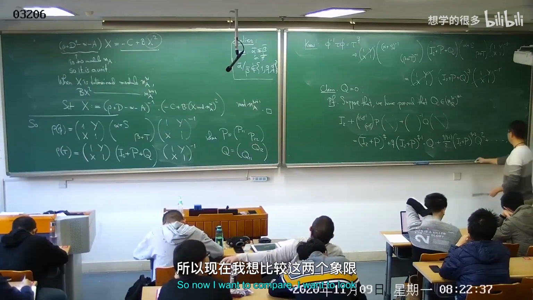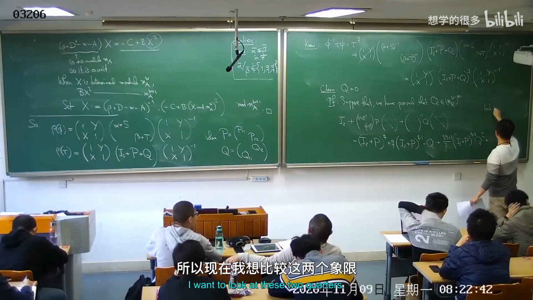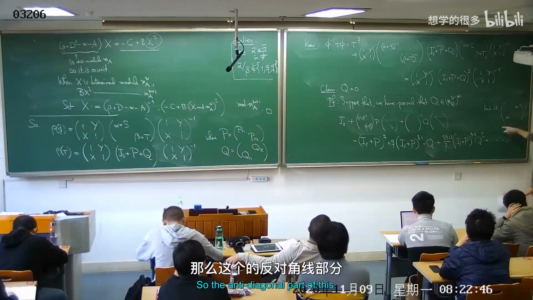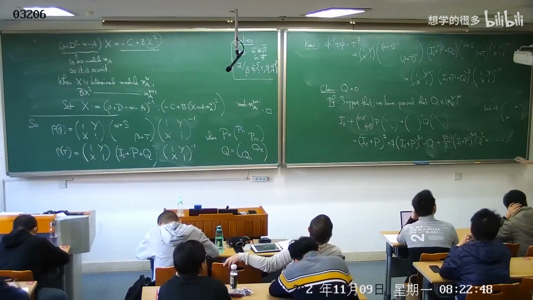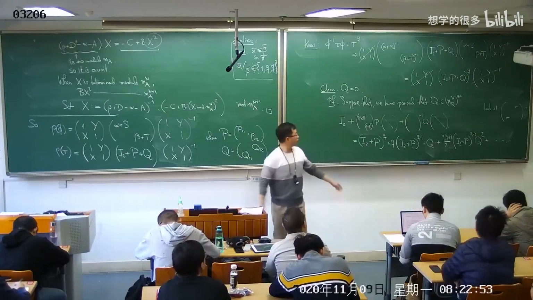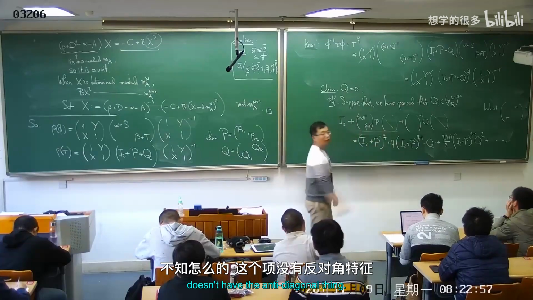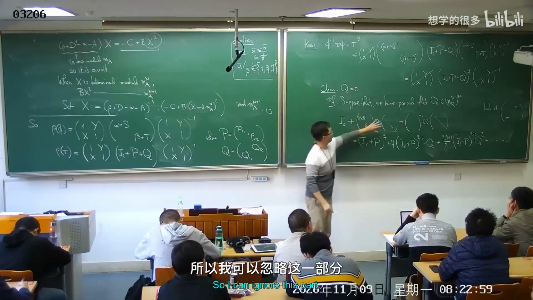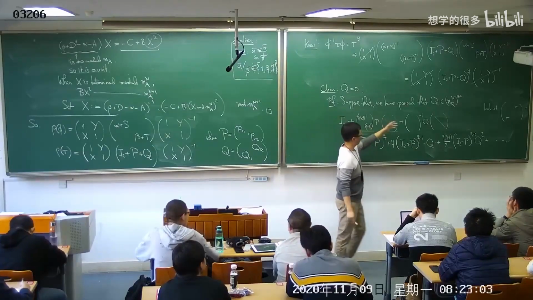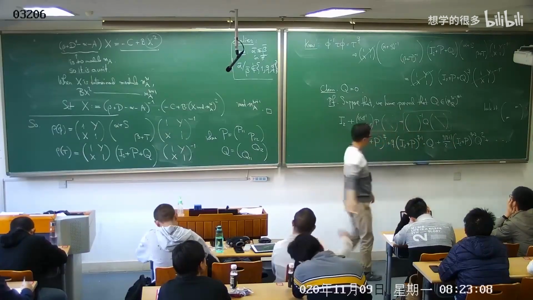So now I want to compare. I want to look at these two corners, the anti-diagonal part of this. Let's see which matrix matters. This term doesn't have the anti-diagonal part, so I can ignore it. I don't have to look at it because it's all diagonal. P is diagonal, Q is anti-diagonal. So this part I have to look at. I'll do that in a bit. Okay?